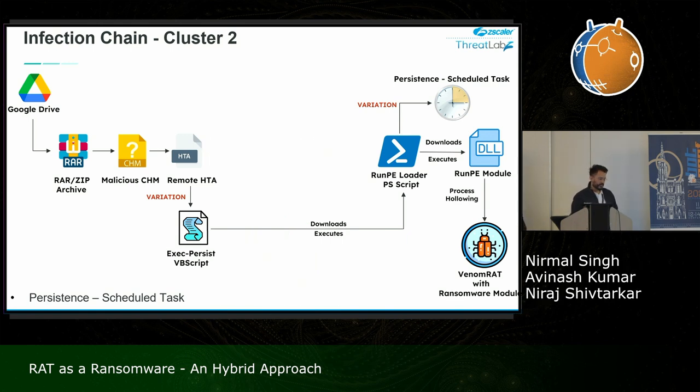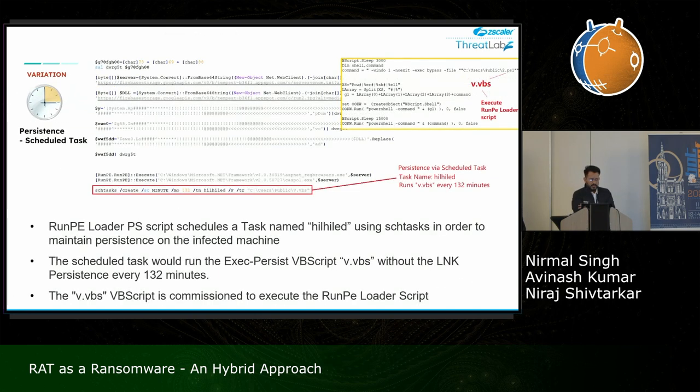After this, we have seen another variation in cluster two, where the RunPE loader file creates a scheduled task. The name of the task is hill-hilled. This scheduled task is created to maintain persistence on the system, and it executes the VB script every 132 minutes. As we already discussed, the VB script is there to execute the RunPE loader PowerShell script.